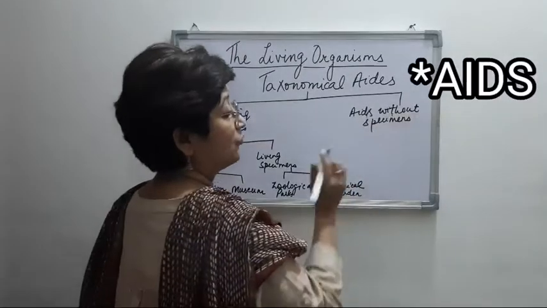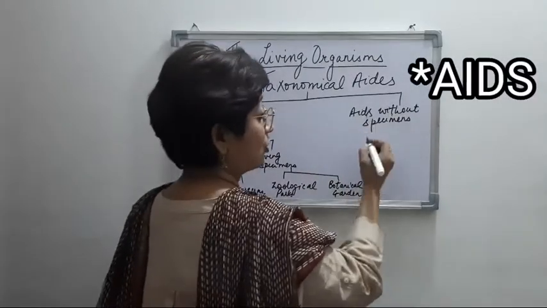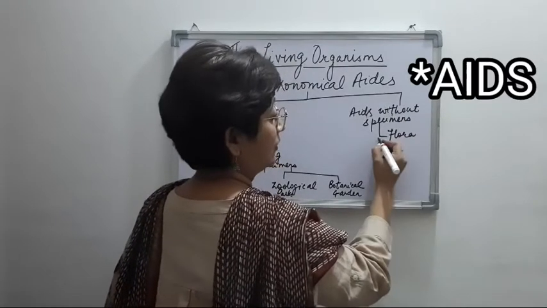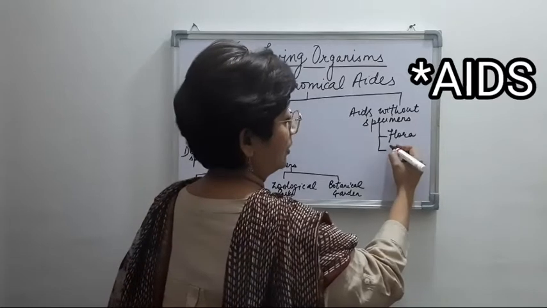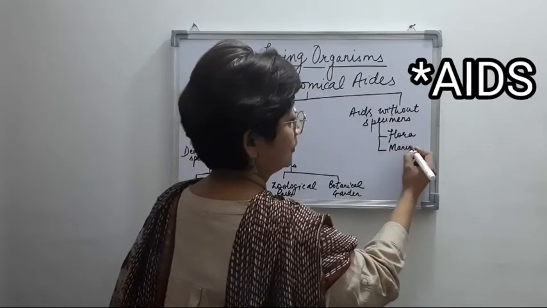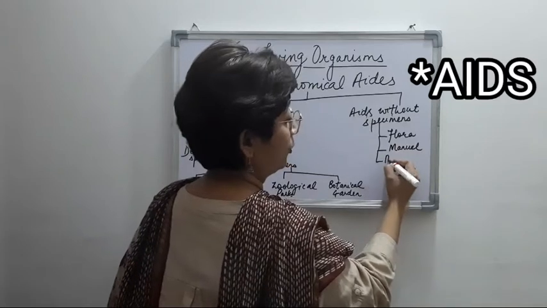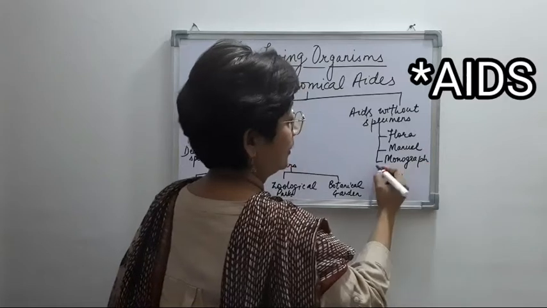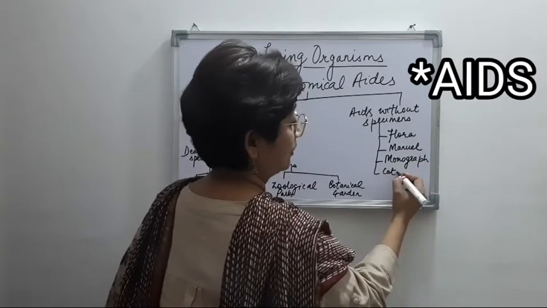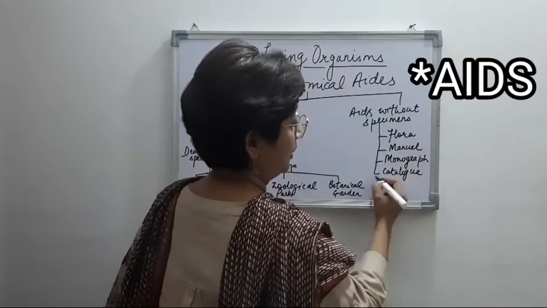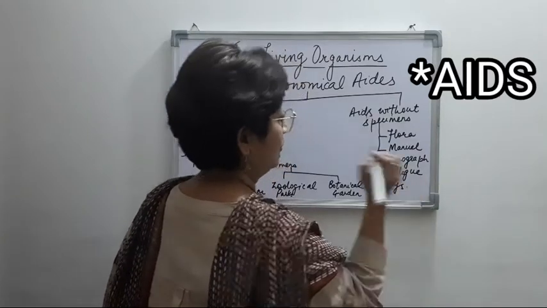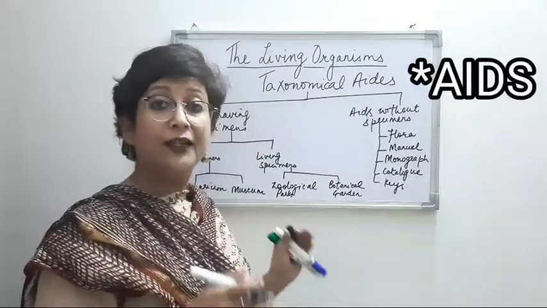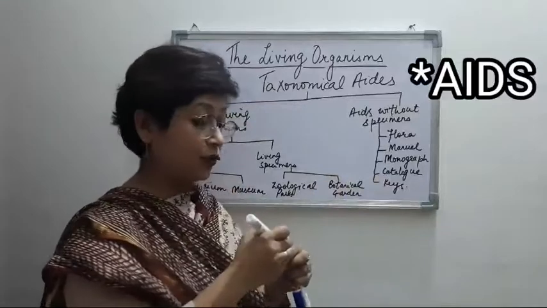Then comes the aids without specimens. In the aids without specimens, we will study about the flora. Then the next is the manual, monograph, catalog, and keys. Right, so today we will be discussing and learning in detail about all these taxonomical aids.